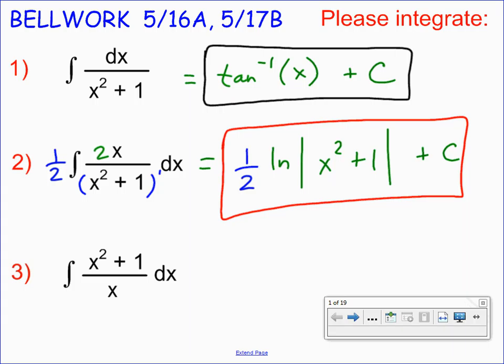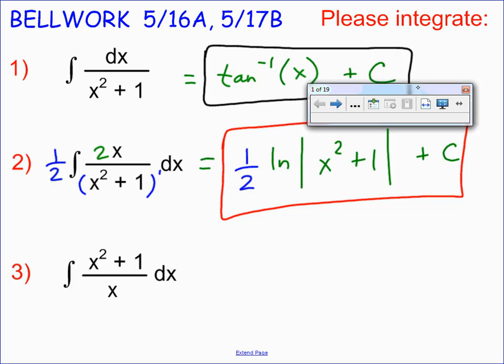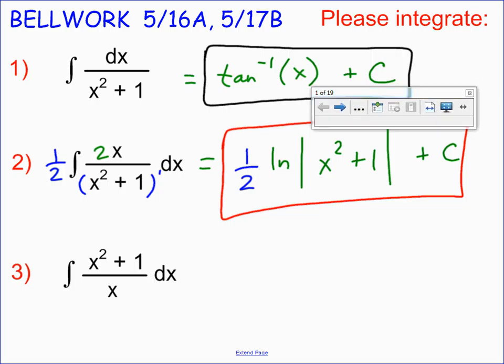Number 3, how could we handle that? Well, gosh, that's a lot like number 2, but completely different, right? The flipping of the numerator and denominator means that that x is no longer a part of the derivative of that quantity, right? X squared plus 1, because it's 1 over x now. So what do we do? Well, how do you handle this? Anybody want to share, Riley? I broke up the fraction and then integrated each part individually.